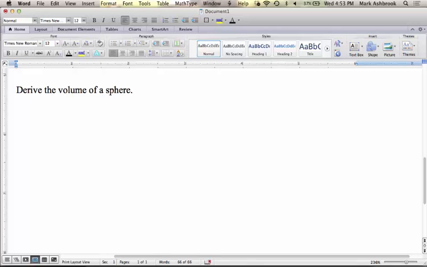So here's how we're going to do that. We could do this by rotation. Okay, so let's set it up. If we want a sphere of radius r, what we're going to do is start with a circle of radius r. Or let's just go with a semicircle. So we'll go with a semicircle of radius r.